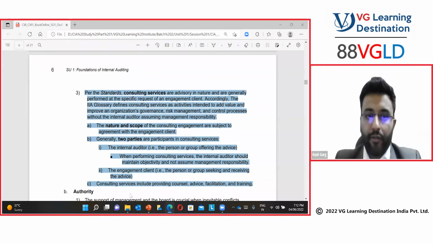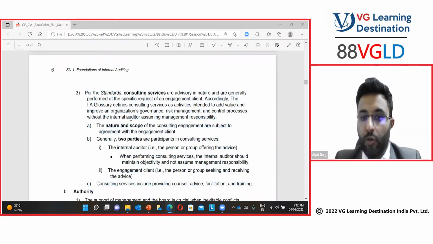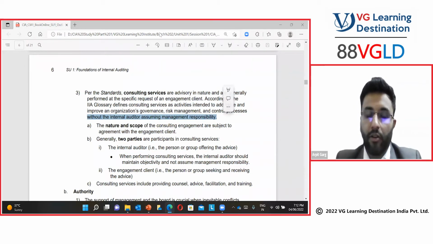Thank you. So is that what we have covered already? I think one thing that we need to throw a little bit more light on is "without the internal auditor assuming management's responsibility." What did we understand by this? Anyone who would like to throw some light on this? What do we understand by without the internal auditor assuming responsibility? Anyone? Folks, let me take a quick pause before explaining that.